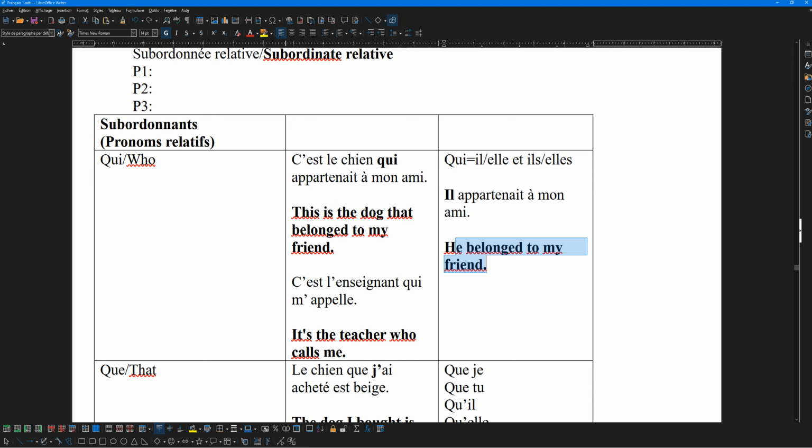It's the teacher who called me. C'est l'enseignant qui m'appelle. So qui will replace the teacher, and the teacher is calling me. So the teacher is calling somebody that is me. So here you have m apostrophe that will replace me. It is the pronom réfléchi. So the pronom réfléchi is the complément direct. The teacher is calling somebody, and the somebody is me. So m apostrophe here is not doing the action. It's qui that is doing the action.